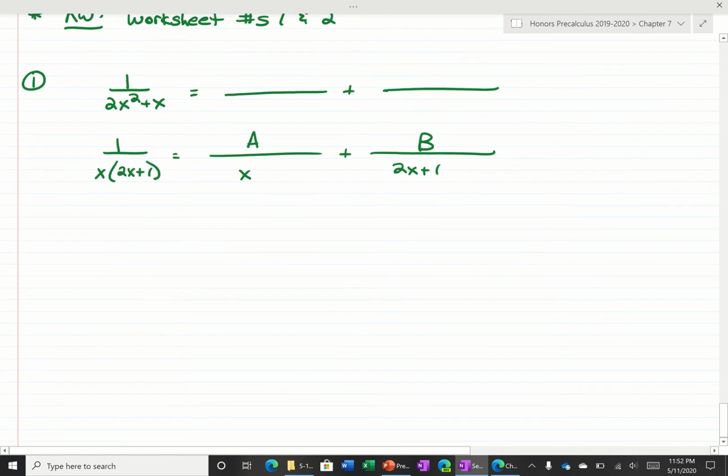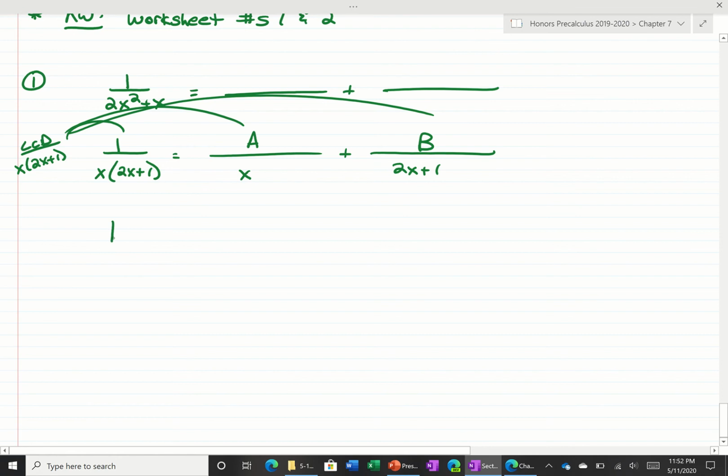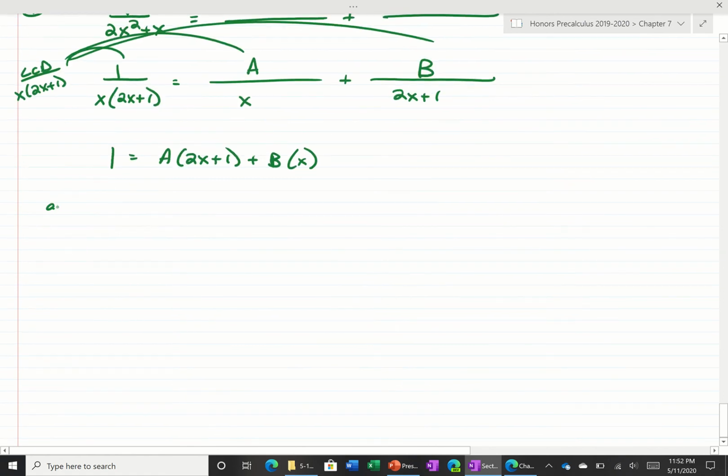It's not quadratic, so B would be fine there. And if we multiply everything by our LCD of x times 2x plus 1, we get 1 is equal to A times 2x plus 1 plus B times x. We could solve this using a system, or if we pick any x value we want, like x equal to negative 1/2, we would get 0, and x could be 0 here. So if x is negative 1/2, we would get 1 is equal to negative 1/2 times B, or B would equal negative 2.